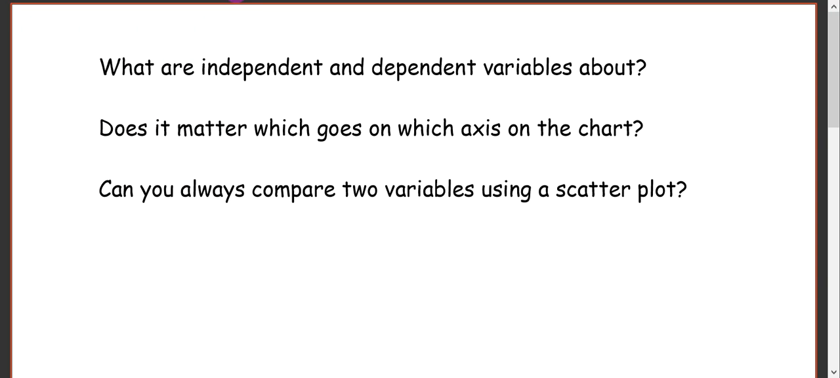So what do we mean by independent and dependent variables? What's that about? Does anyone already know? Is there anyone that really doesn't know?